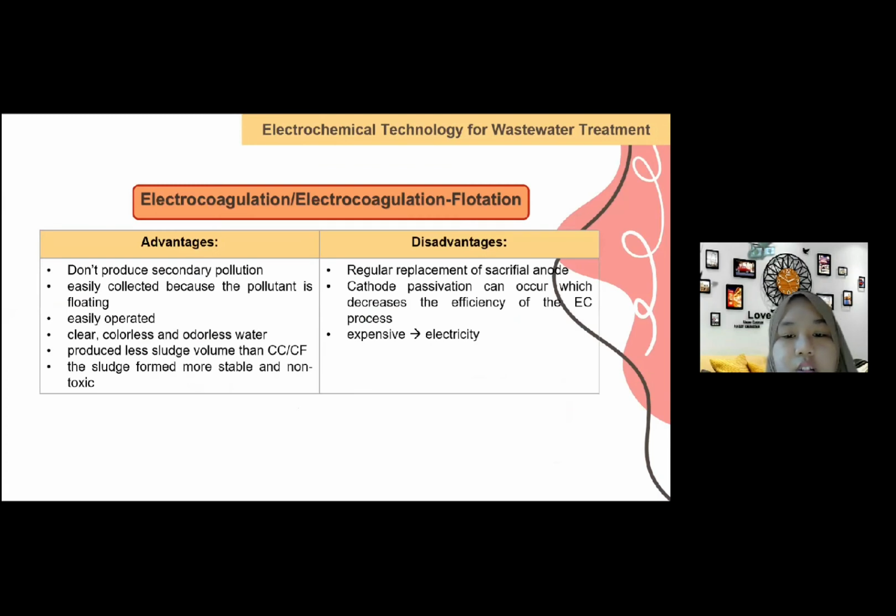Electrocoagulation or electrocoagulation flotation have advantages and disadvantages. The advantages include that they don't produce secondary pollutants, the pollutant is easily collected because it is floating, they are easily operated, they give clear, colorless, and odorless water, they produce less sludge volume than CC or CF, and the sludge forms more stable and non-toxic. The disadvantages include regular replacement of the sacrificial anode, cathode passivation can occur which decreases the efficiency of the EC process, and it is expensive in electricity.